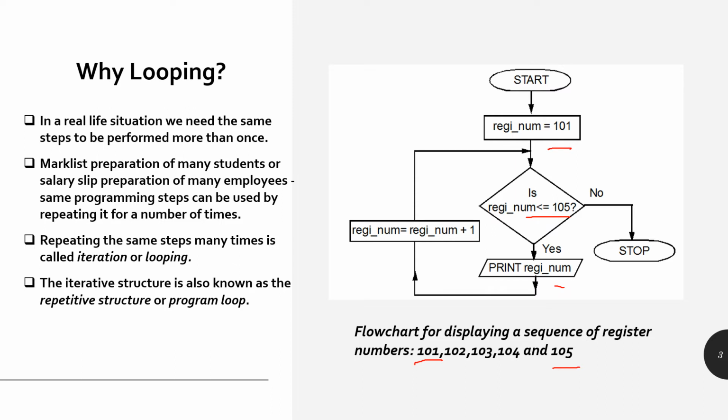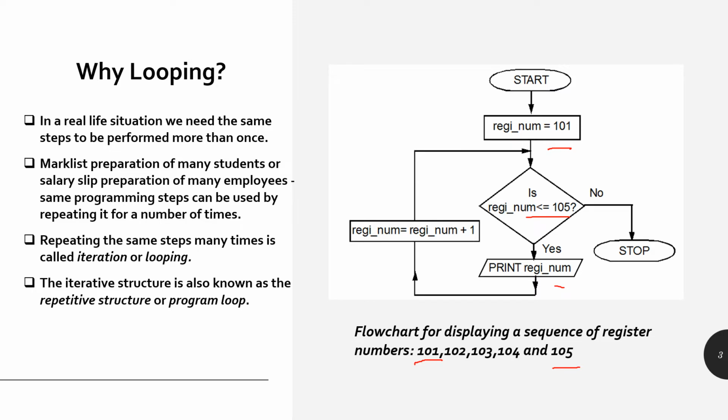102 is less than or equal to 105. That condition will be checked. Yes, 102, okay, that will be printed. Then again 103, that will be checked like that. It will keep on checking. If it is equal to this, that time also 105 will be printed. Next 106, at that time the loop will come out. That will stop. This is about looping.